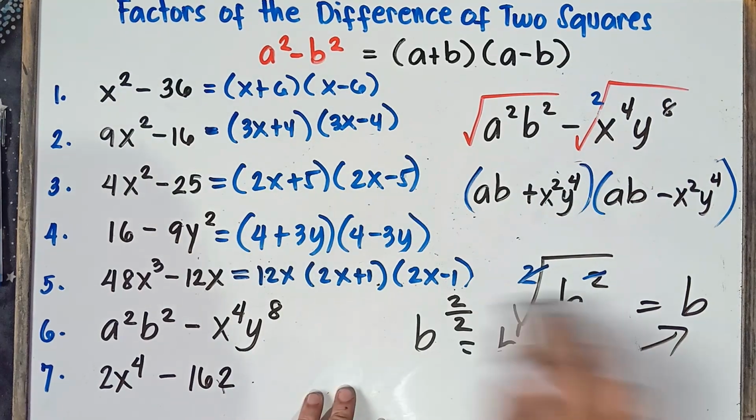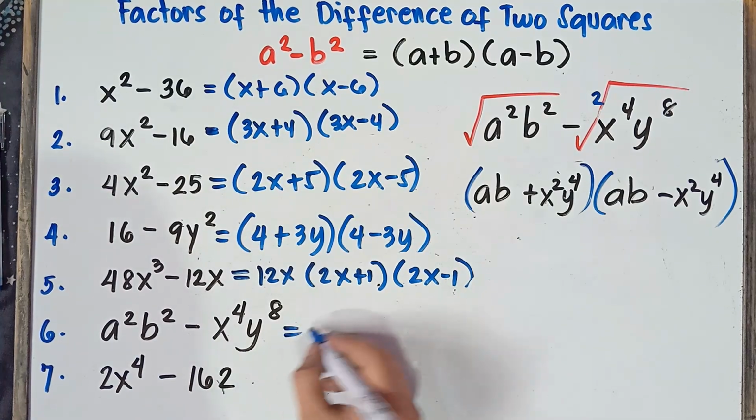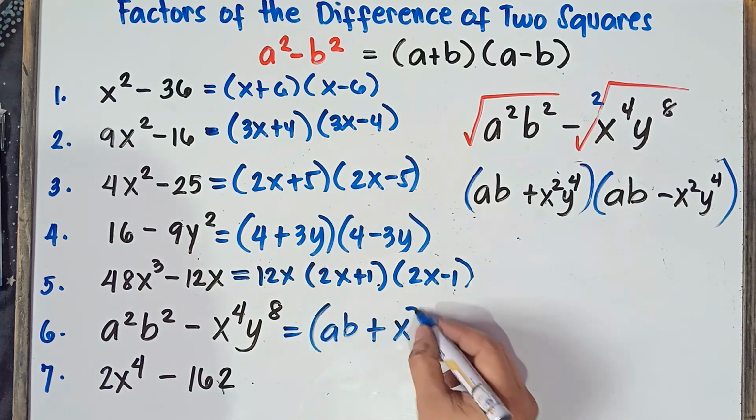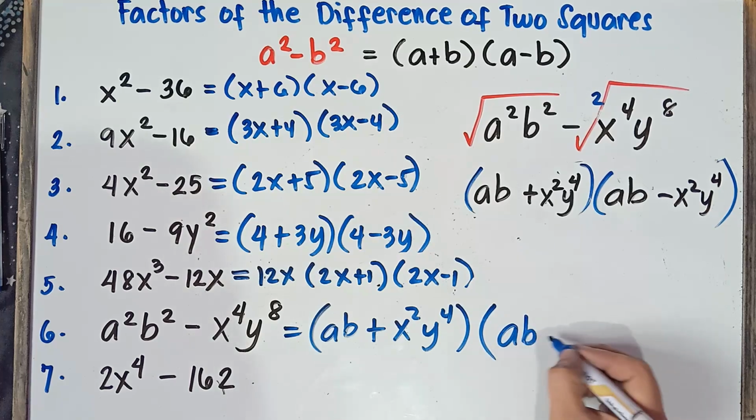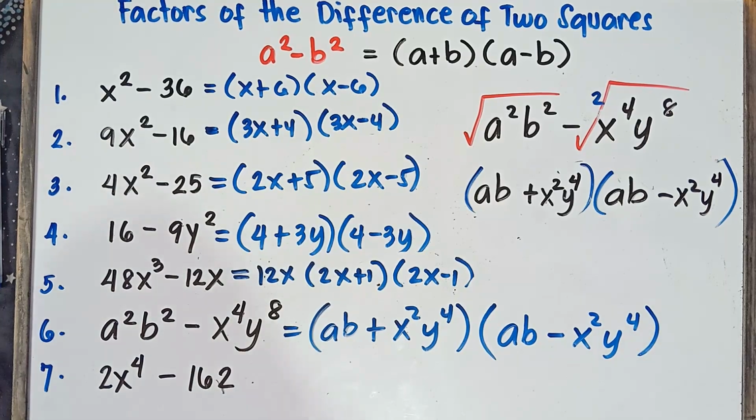I hope it's clear for you, class, with regards to example number 6. So our answer, we have ab plus x squared, y raised to the power of 4. The other one, we have ab minus x squared, y raised to the power of 4. All set, class. That's the answer with regards to example number 6.